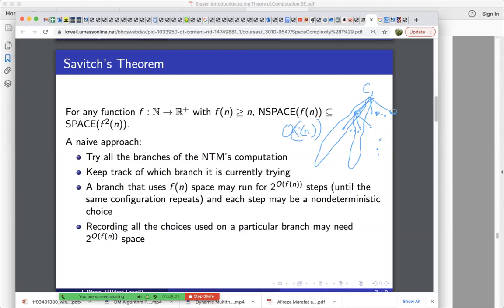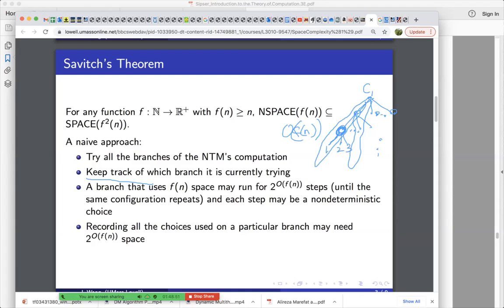And we keep track of which branch we are currently trying, because at any configuration, you may have more than one choice to go to the next configuration. Then I have to remember which one. So for example, we can label them: there's 1, there's 2, there's 3, and so on. So we have to remember them.